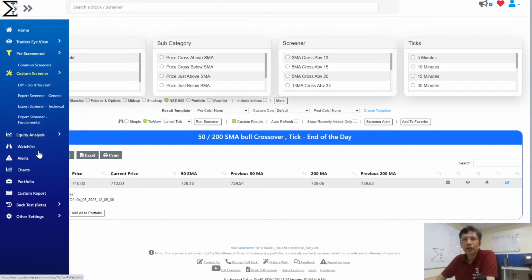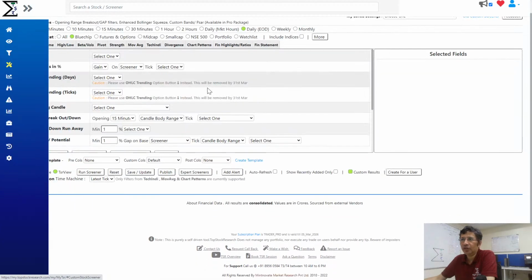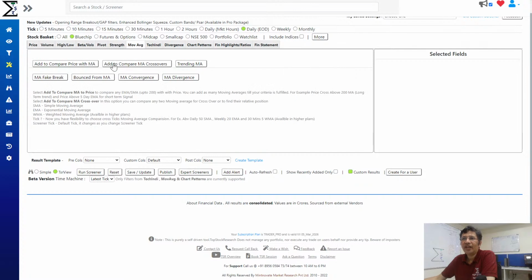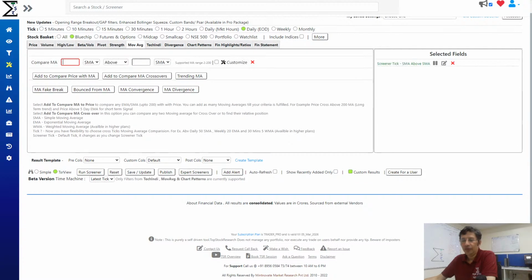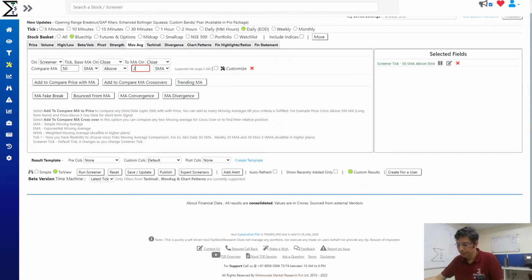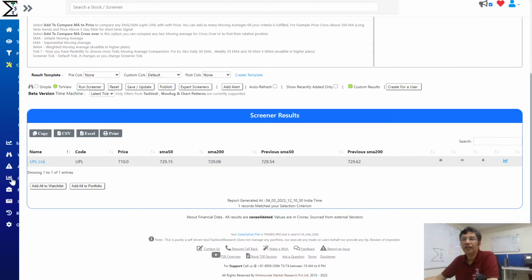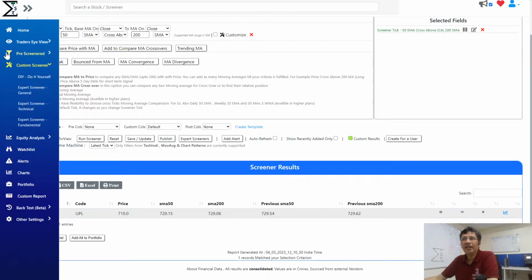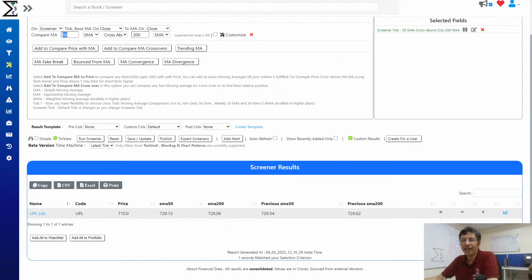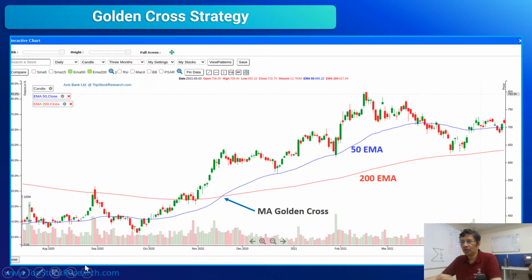The second way is going to custom screener, DIY screener, do it yourself. Go to moving average strategies, add 50 crossing above 200, run it, right? You'll find the same stock, right? Here the advantage is you can set any moving average of your choice. Okay, so that's about golden crossover.